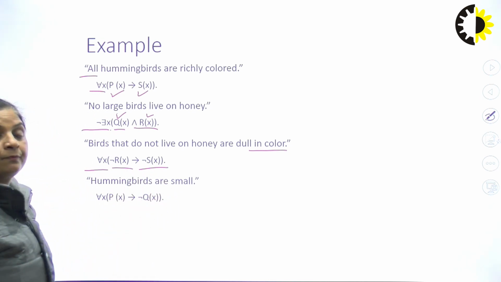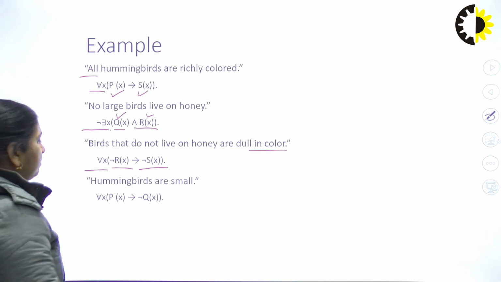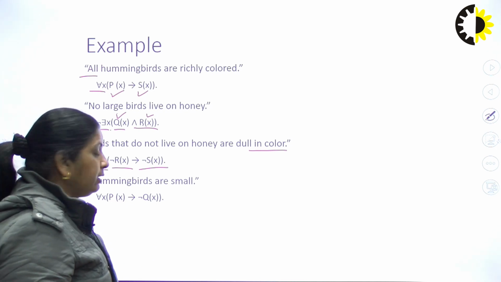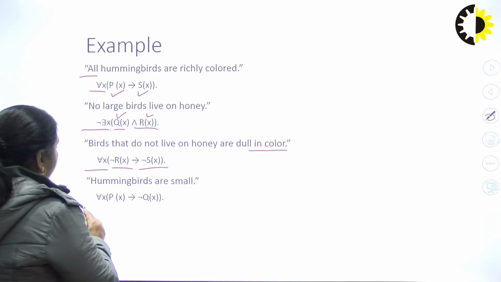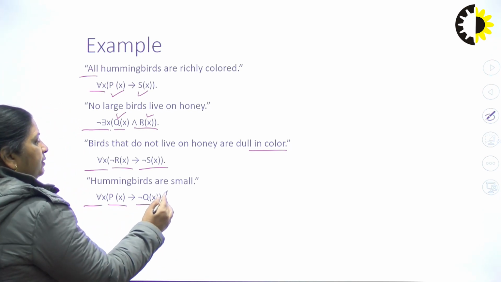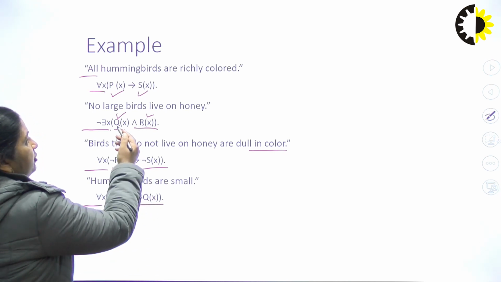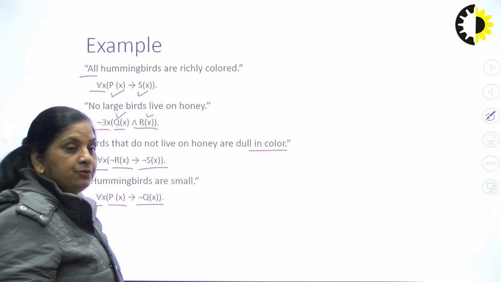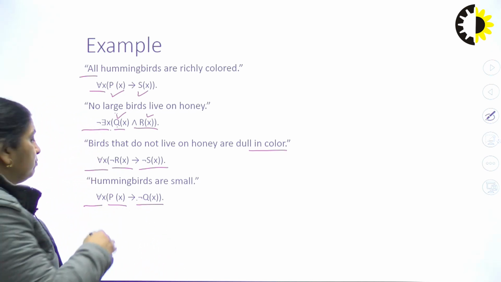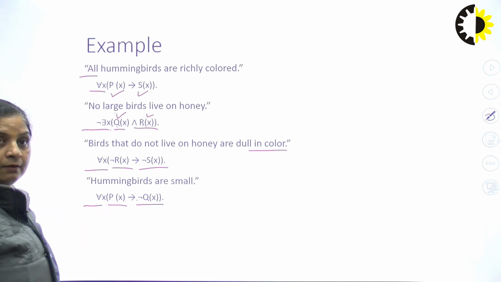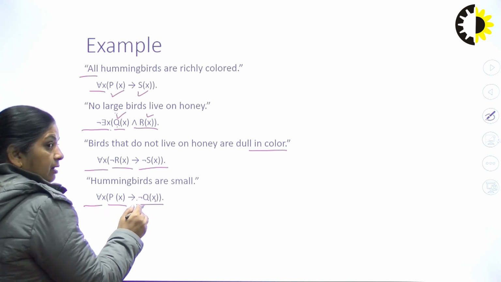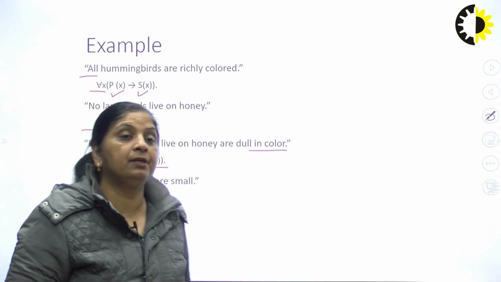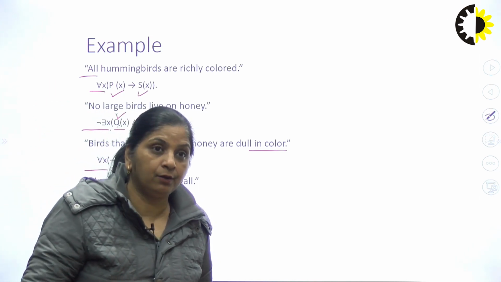Hummingbirds are small. It means if it is a hummingbird then definitely it will be small, so it is for all. For all x, if x is a hummingbird then x is small. For large bird we have taken Qx, so small means negation of large, which is not Qx. For all x, if x is a hummingbird then x is not large. So small is not Qx. This way we have represented our knowledge in predicate logic.